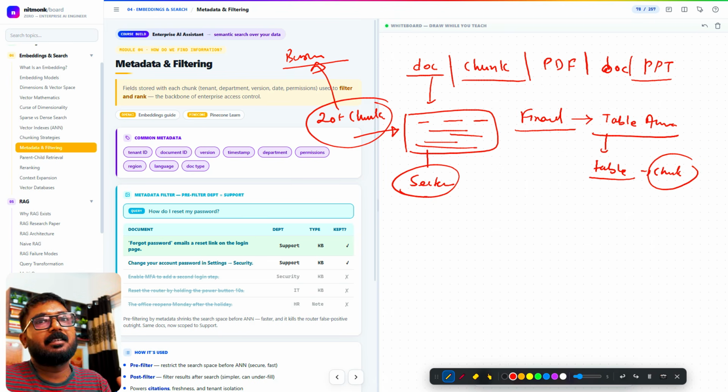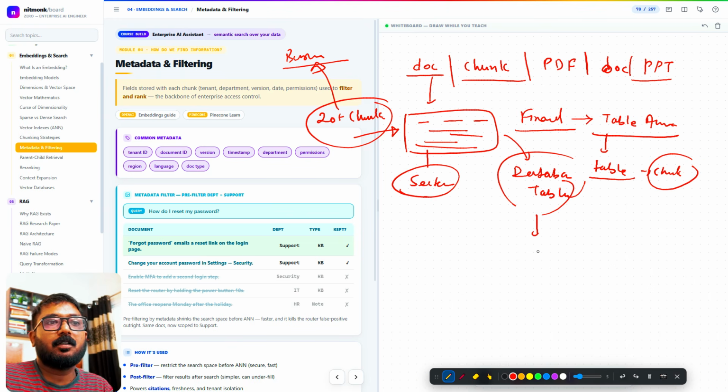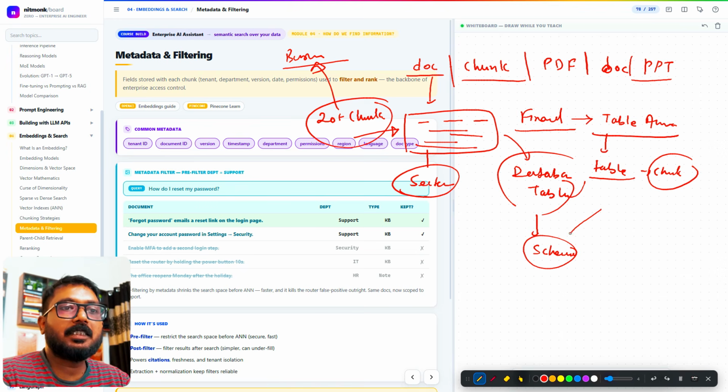Then you will be able to find similar chunks when you try to search. Let's say you talk about database tables. Then you should index the complete schema, not just, let's say, 3-4 properties of a table in one chunk. You have to take the complete schema as one chunk. This way you index the complete schema.